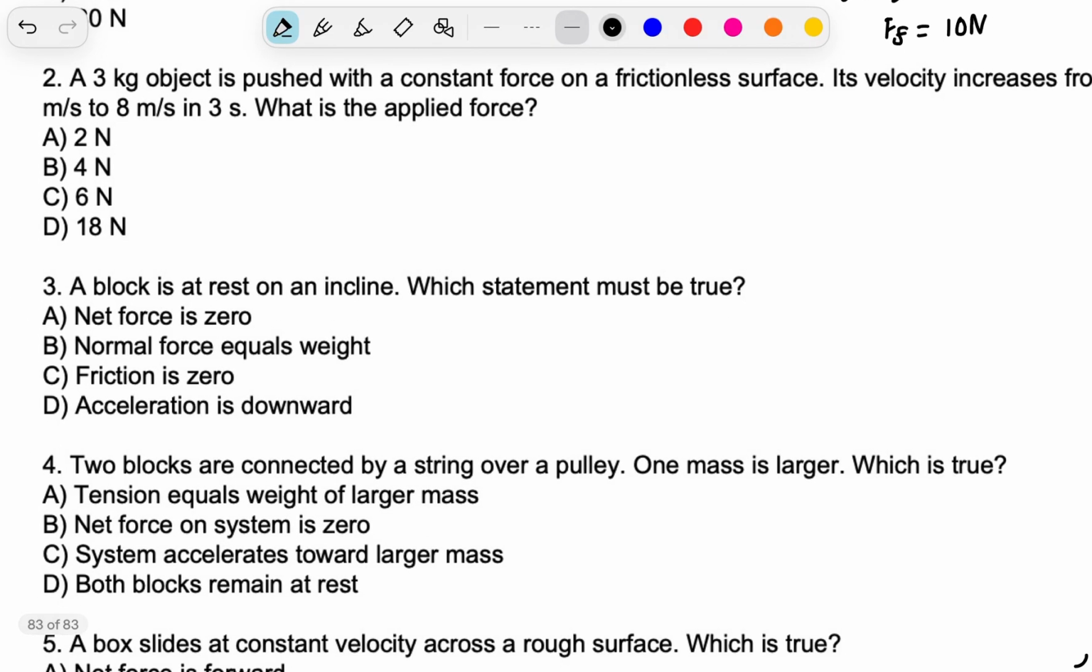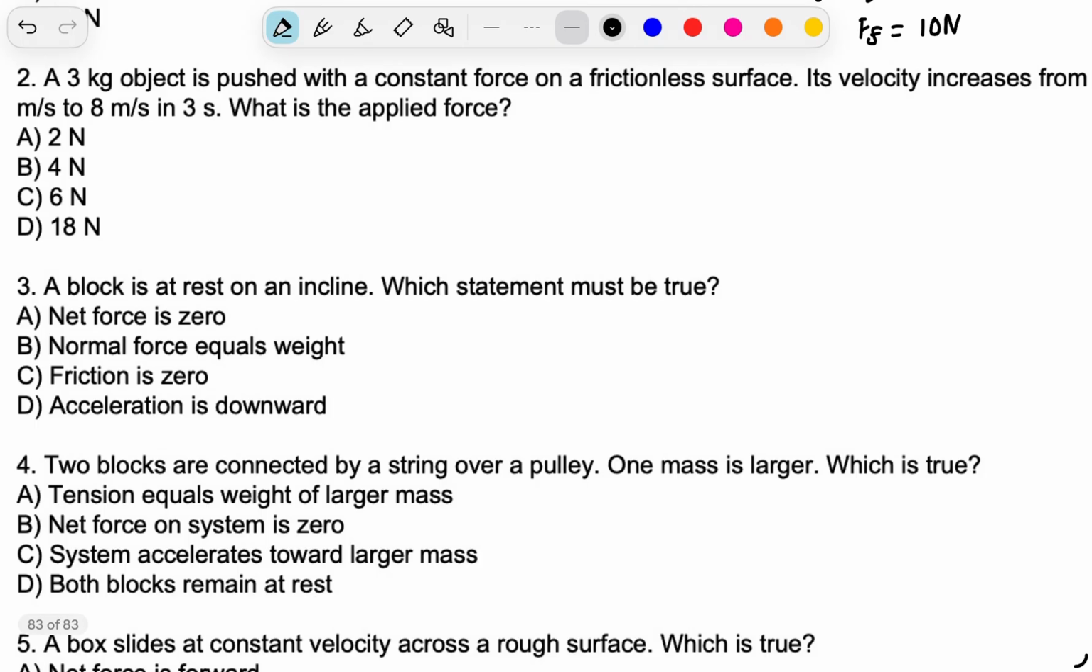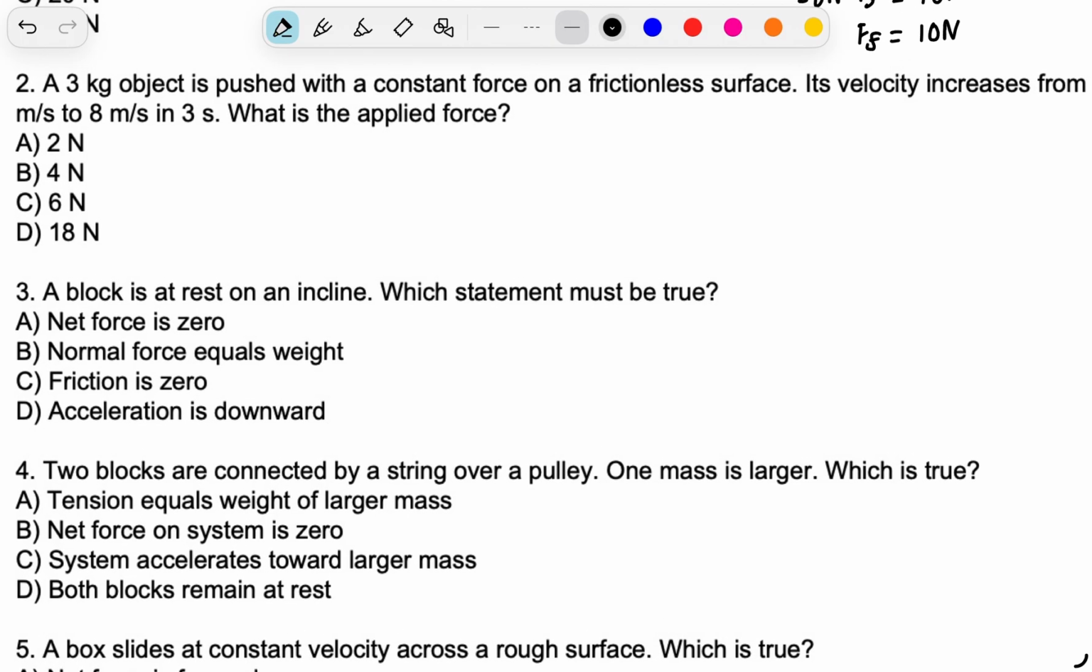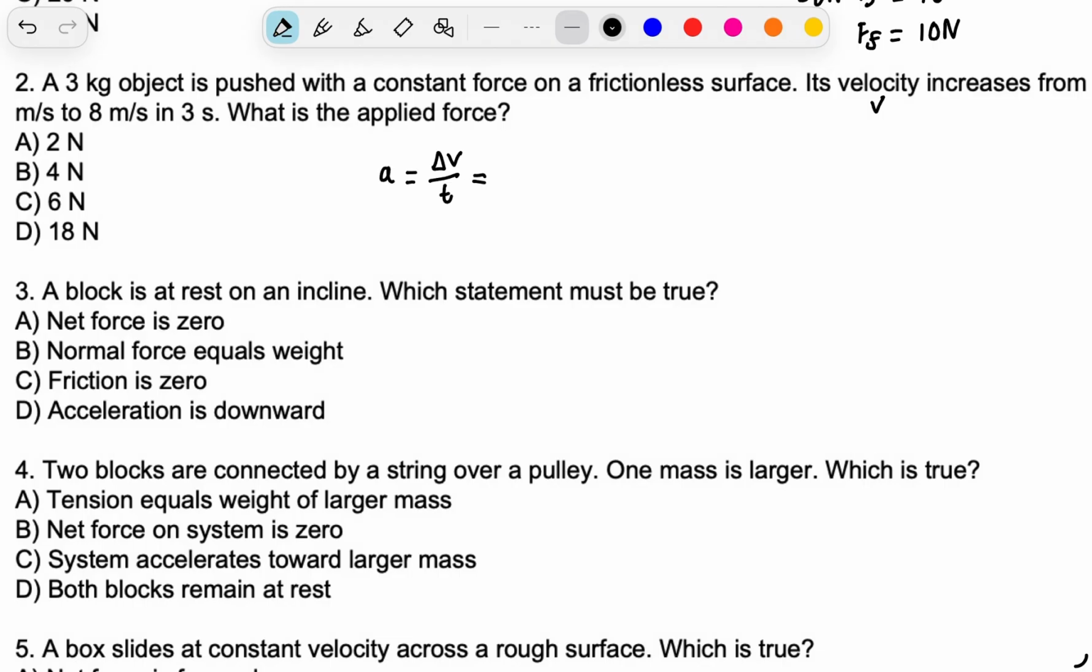We have a 3 kilogram object that is moved with a constant force on a frictionless surface. Its velocity increases from 2 meters per second to 8 meters per second in 3 seconds. We want to know the applied force that this object experienced during that time. So we have a relation of time, and we also have a change in speed. So we know that delta v over t is equal to acceleration. So we can just find acceleration by using those two v's that we were given.